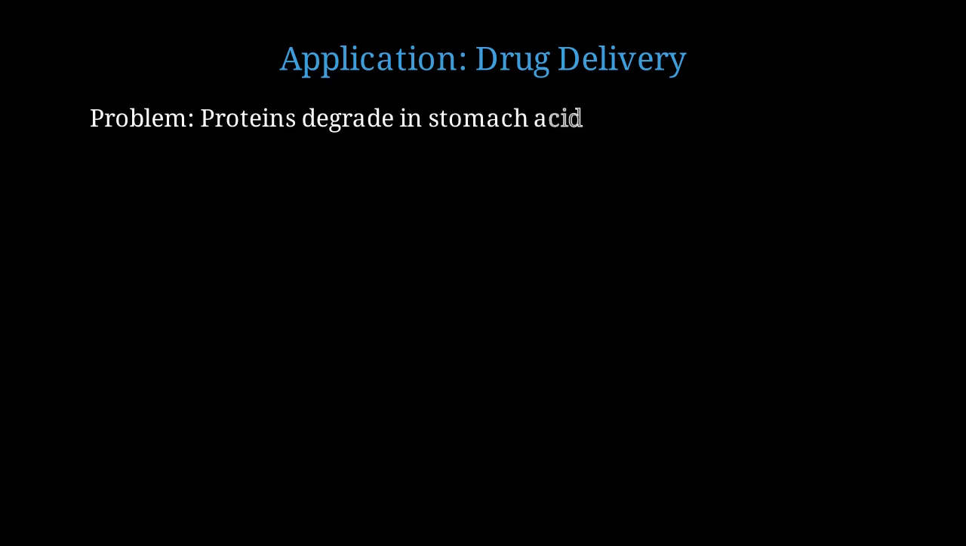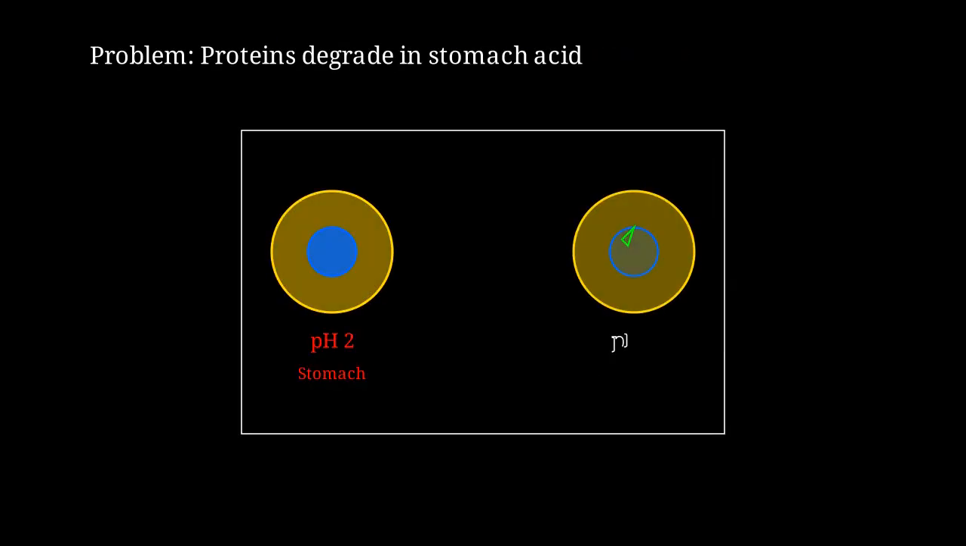Let's explore a concrete application: oral drug delivery of protein therapeutics. The problem is that protein drugs like insulin or antibodies are rapidly degraded by stomach acid and digestive enzymes. We encapsulate the protein in a W/O/W double emulsion. The oil shell protects it through the acidic stomach. When it reaches the neutral pH intestine, we engineer the outer interface to destabilize and release the drug.